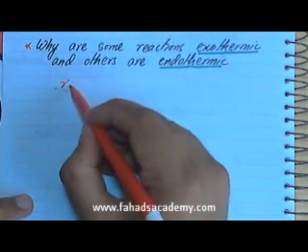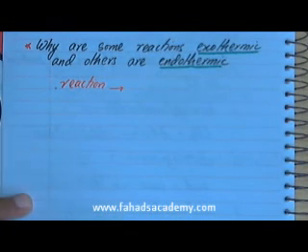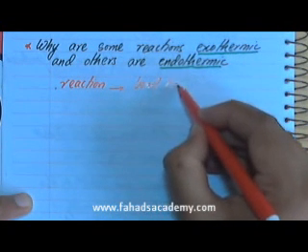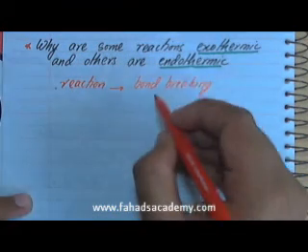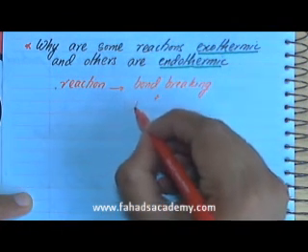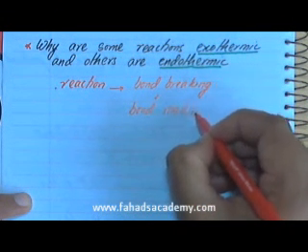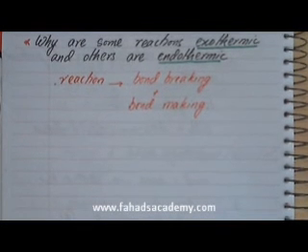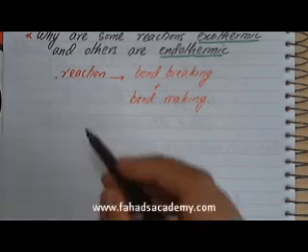If you think of any reaction, a chemical reaction involves both bond breaking, so it's going to involve breaking of bonds, and it also involves the making of bonds. So for a chemical reaction to occur, it involves the breaking of old bonds, and only then can new bonds be formed.